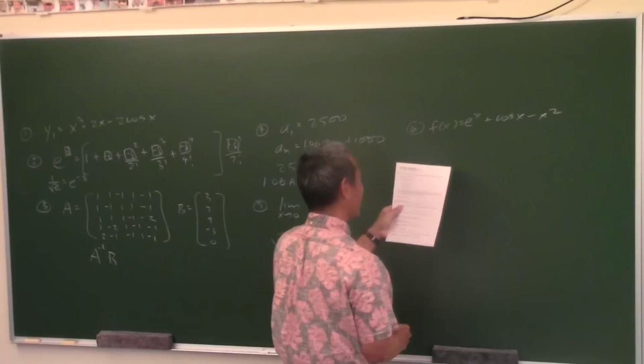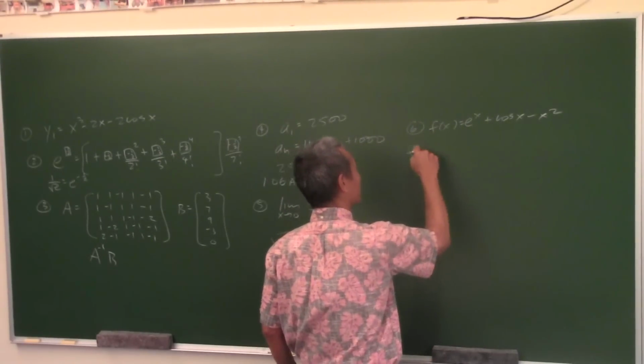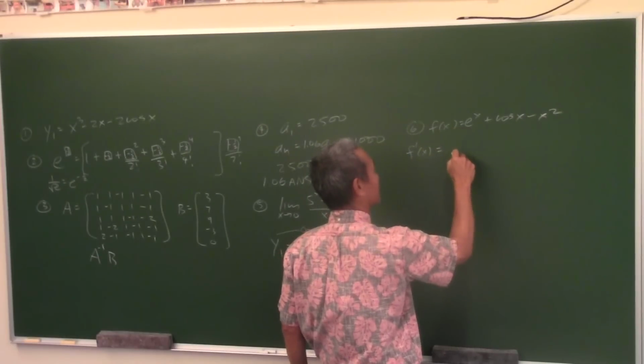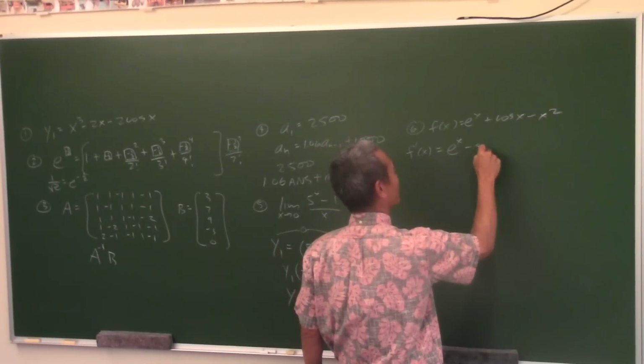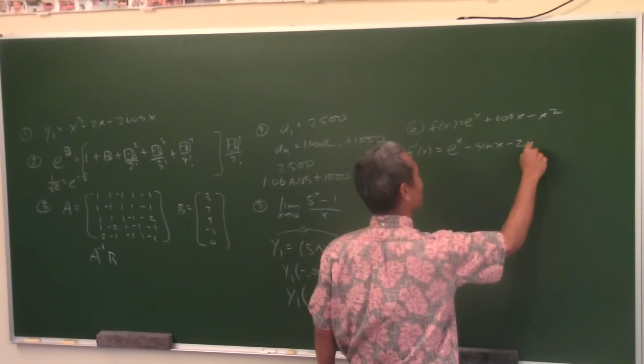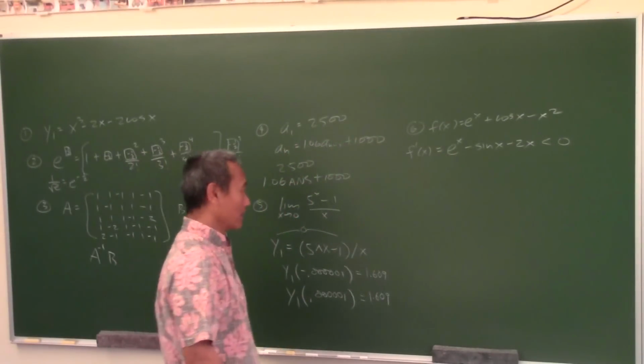Okay. For what values of x is the derivative less than 0? So first thing you gotta do is take the derivative. The derivative of e to the x is e to the x. The derivative of cosine is negative sine minus 2x. When is this less than 0? You have to do this a lot in calculus.